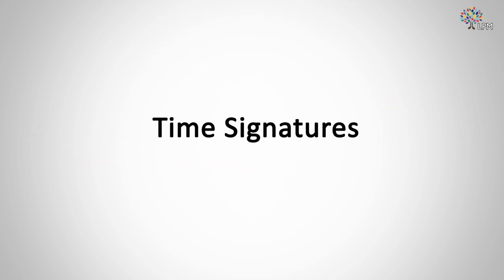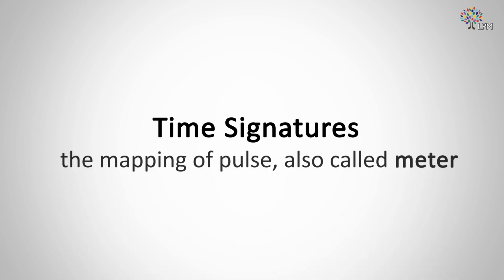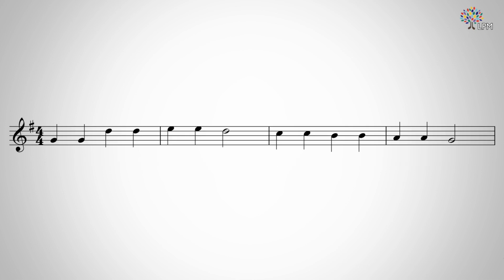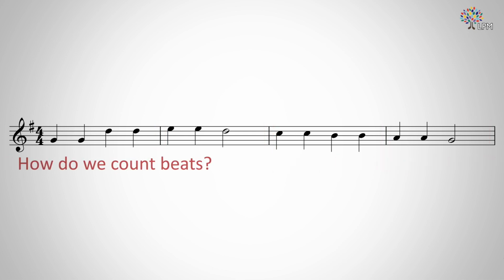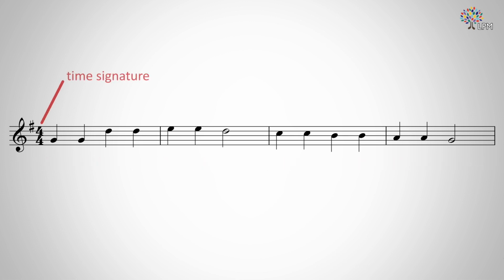Time signatures. Next, we will learn about time signatures and how they map out the pulse and distribution of strong and weak beats in a piece of music. This mapping of pulse is called meter. During the previous discussion on bar lines, were you wondering how we determine where we place those bar lines? And have you wondered just how we determine which note value is the one we use to count beats? Well, it's the time signature that does both these things.